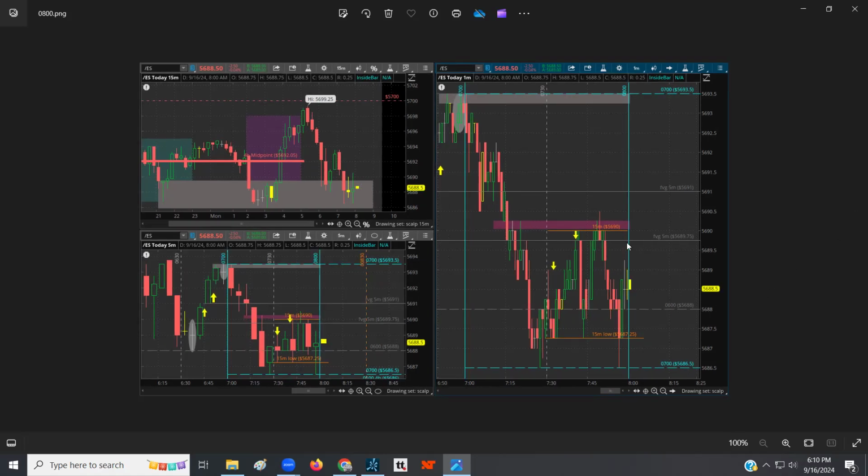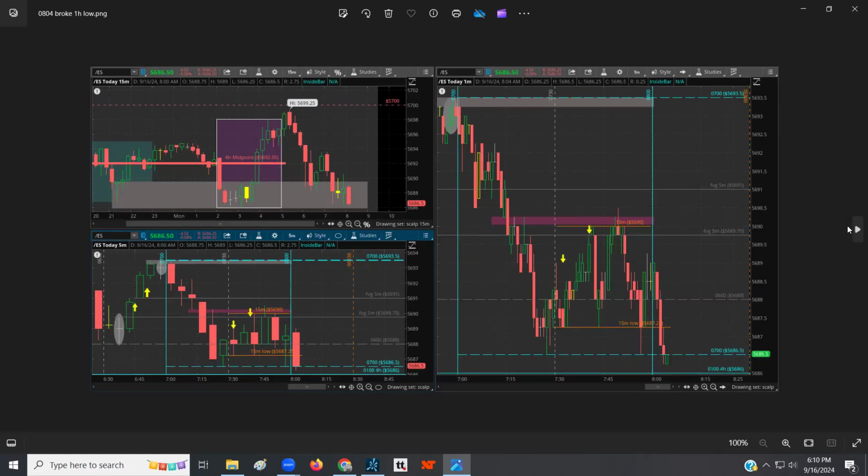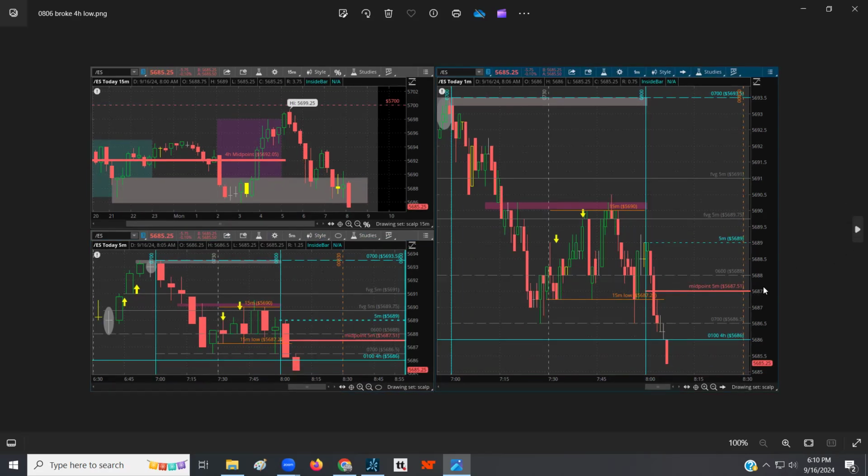0.800, new hour. Again, that blue vertical line, top of the hour. Yellow candles forming here in the 1 minute. And I'm liking this 5-minute chart here too. 0.804. We broke the 1 hour low. Then we went lower. This was the overnight low, the 4-hour one, broke below that too.